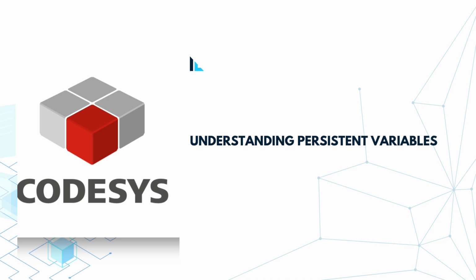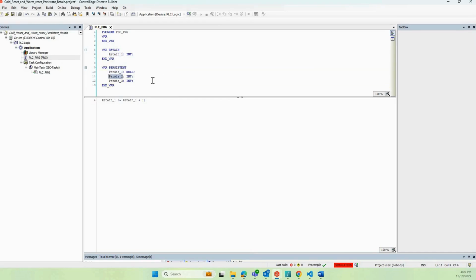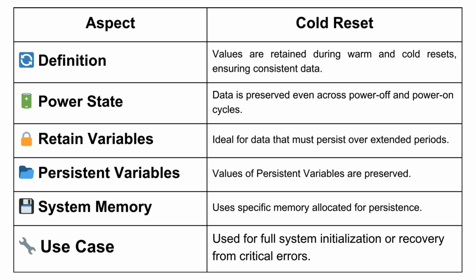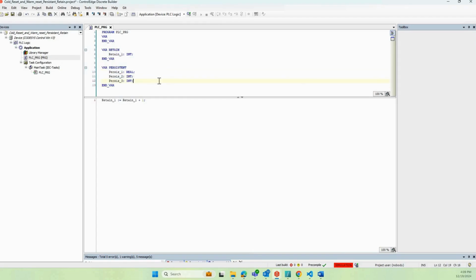Now, let's talk about persistent variables. These are like the VIPs of your PLC programming. They retain their values across both warm and cold resets. You declare them using the persistent keyword. Let me guide you through the process. Here's how you can declare persistent variables in Codesys.